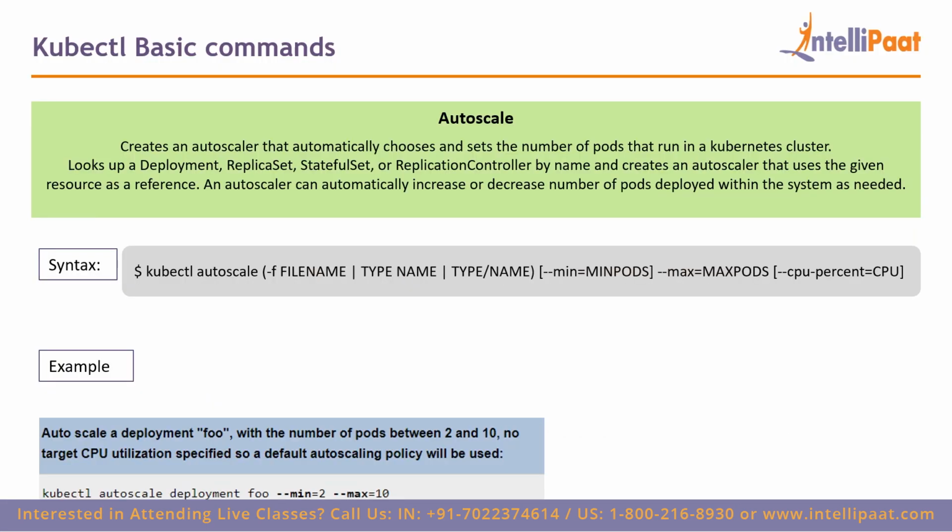The next one is autoscale. You can give a command to autoscale your deployments, and basically it creates an autoscaler that automatically chooses and sets the number of pods that run in the Kubernetes cluster, and looks up deployments, replica sets, stateful sets, as well as replication controllers. So all of these you can autoscale, and it gets them by the name and creates an autoscaler with the resource as a reference. So let's say I want to autoscale a deployment, I give the deployment's name, and I define how many minimum or maximum pods I need.